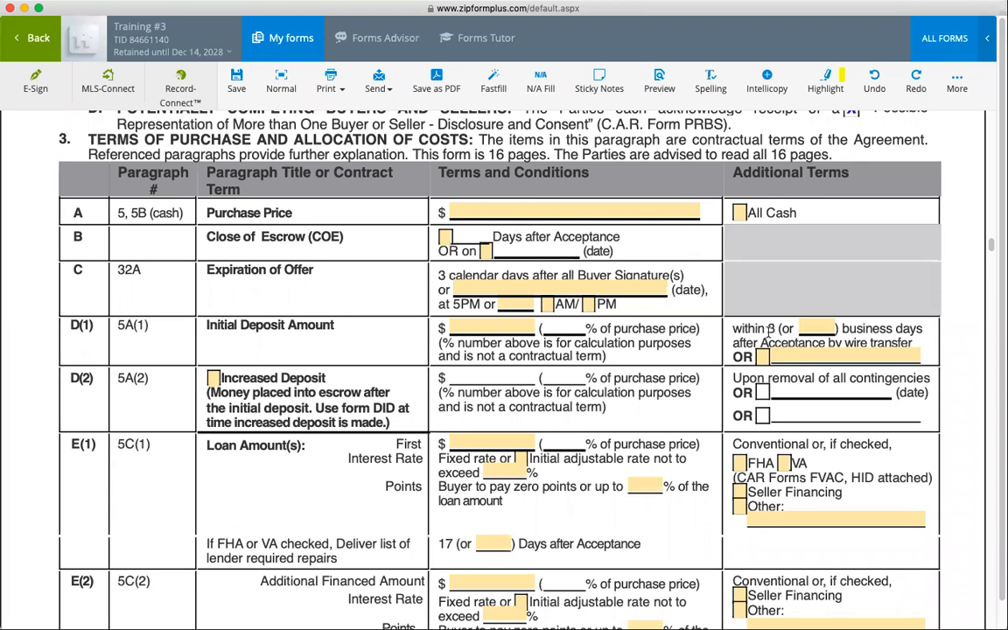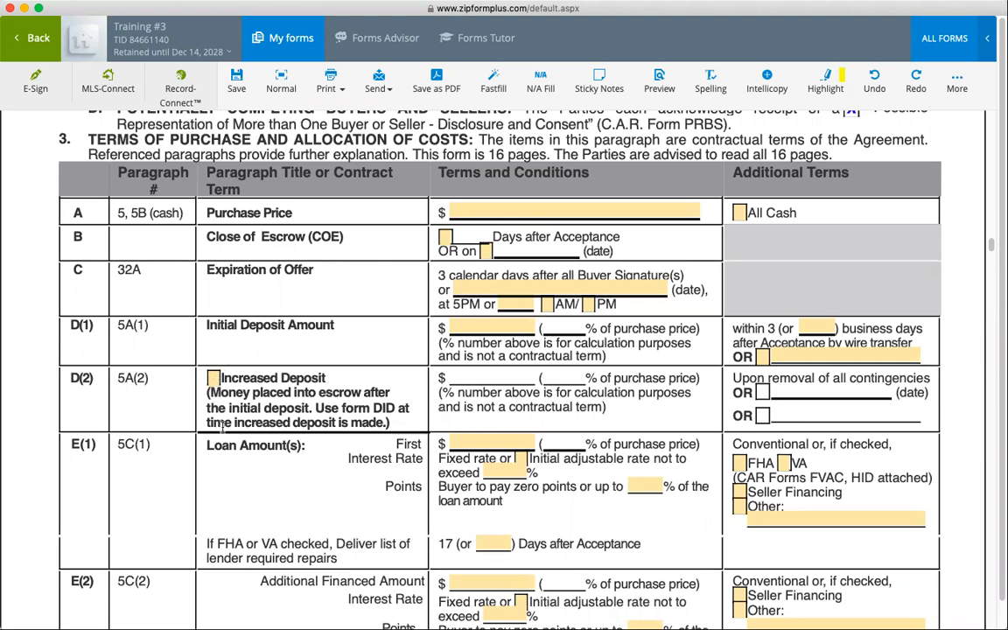And additional terms. The default is within 3 business days after acceptance by wire transfer. So that deposit will be made within 3 business days after acceptance, and it'll be done by wire transfer. And if, let's say you have an old-fashioned person, they don't do wire transfer and they want to give you a check, you would check this and put in by check delivered to title company or something like that. And then there's an increased deposit.